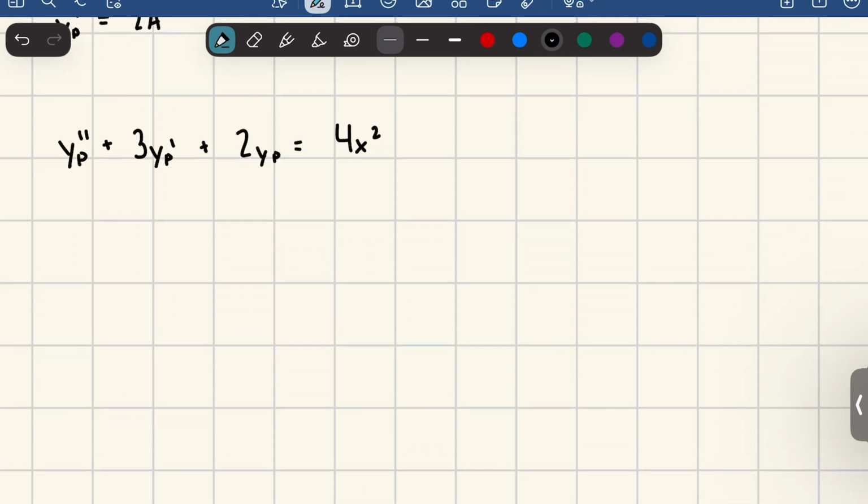Okay, sorry, I'm going to brain fart. It's really late. So this would be just 2a plus 3 times 2ax plus 2 x squared.